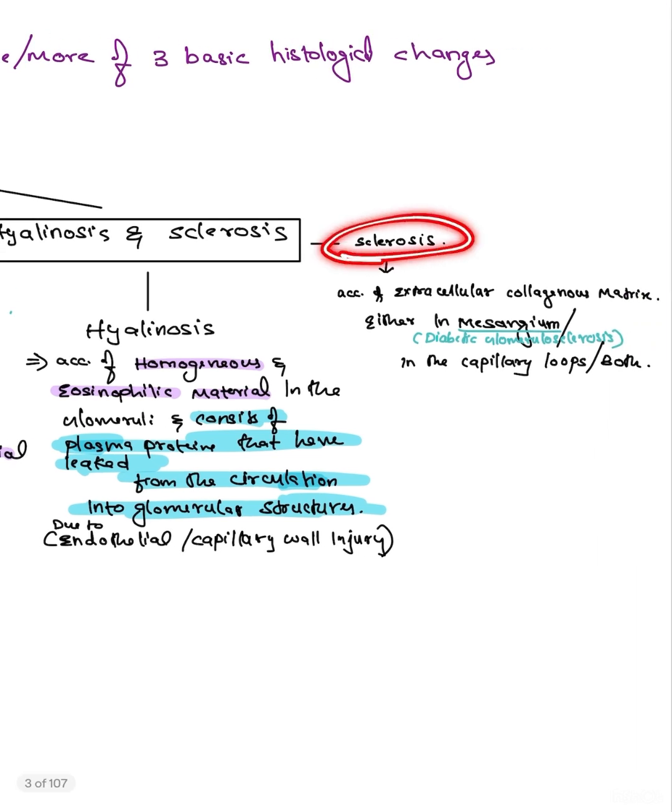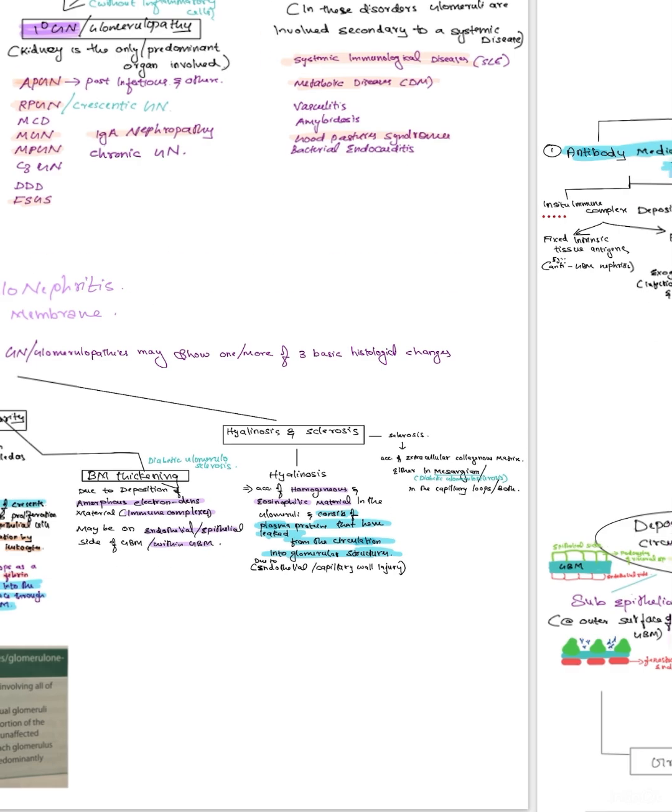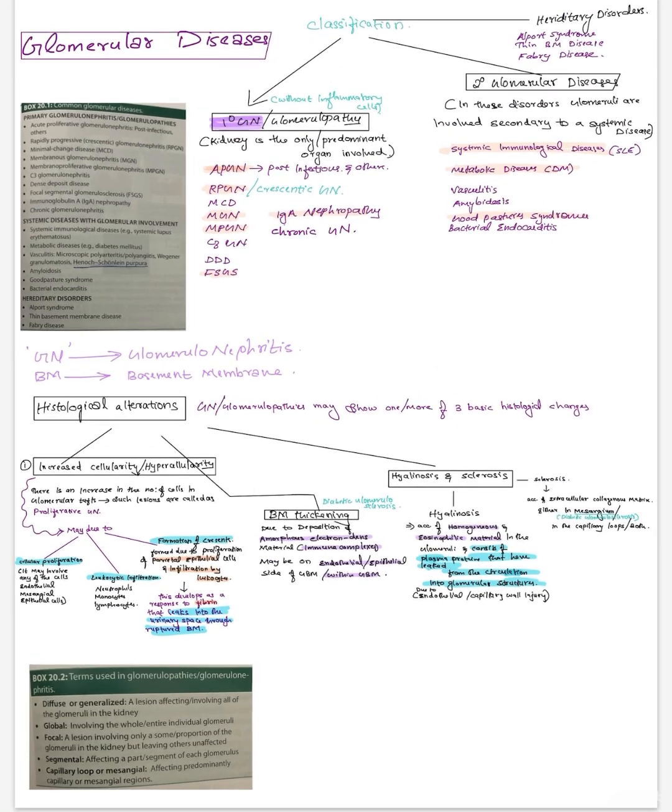And what is sclerosis? It is the accumulation of extracellular collagenous matrix either in the mesangium, for example diabetic glomerulosclerosis, or in the capillary loops, or both. Hyalinosis is the accumulation of homogeneous eosinophilic material. So these are the three alterations seen in these glomerular diseases: increased cellularity, basement membrane thickening, and also hyalinosis and sclerosis.